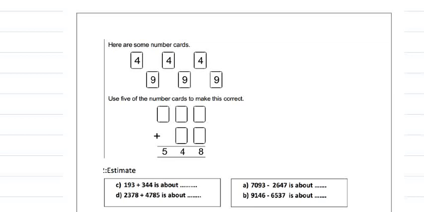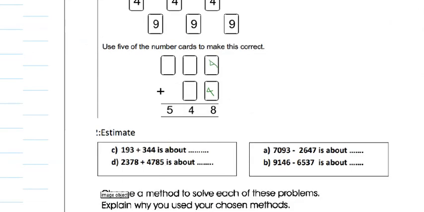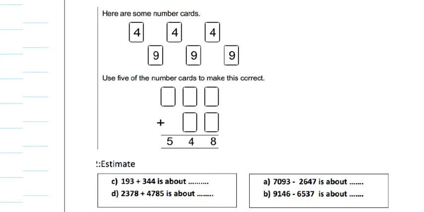Let's check what happens if I use two 4s directly. 4 plus 4 gives me 8. We need two numbers that add up to 4. You will not find them here. So 4 and 4 is not a valid solution. Maybe this 8 is not 8. It's 18, and we have one carry here.